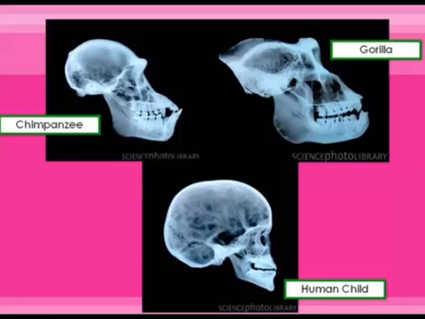Another example of homologous structures are shapes of skulls, or the pieces of bones in a skull. Here you have a chimpanzee skull, a gorilla skull, and a human child skull. Now each of these organisms has a two-piece jaw, a mandible and a maxilla. You can see on the chimpanzee and the gorilla that that bottom piece is a lot thicker than on the human, even though they're very similar.